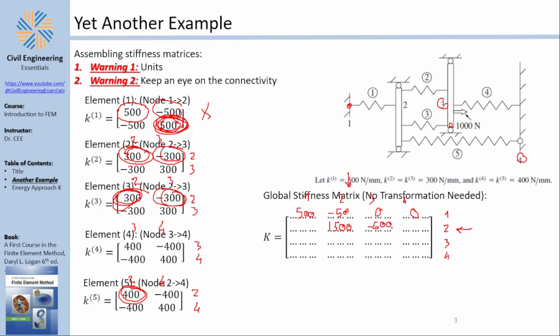I'm really sure. What about 2 with 4? 2 with 4 exists only here. And it's negative 400. I'm doing this very quickly, so I might mess it up. I will see the slide in a moment to make sure.